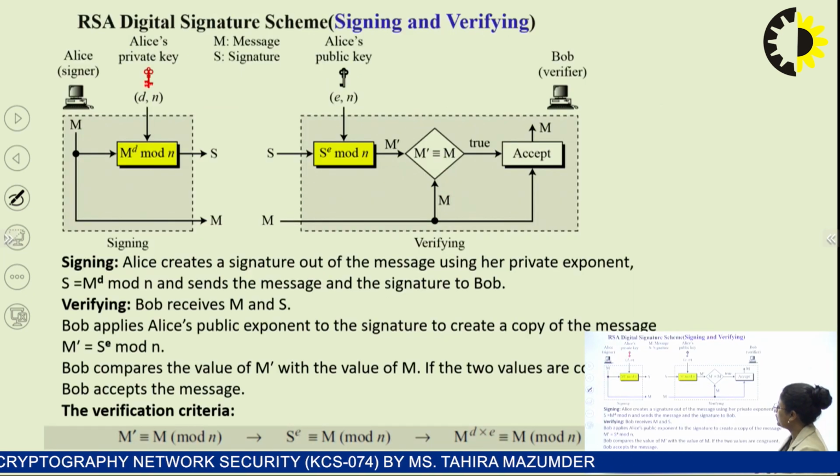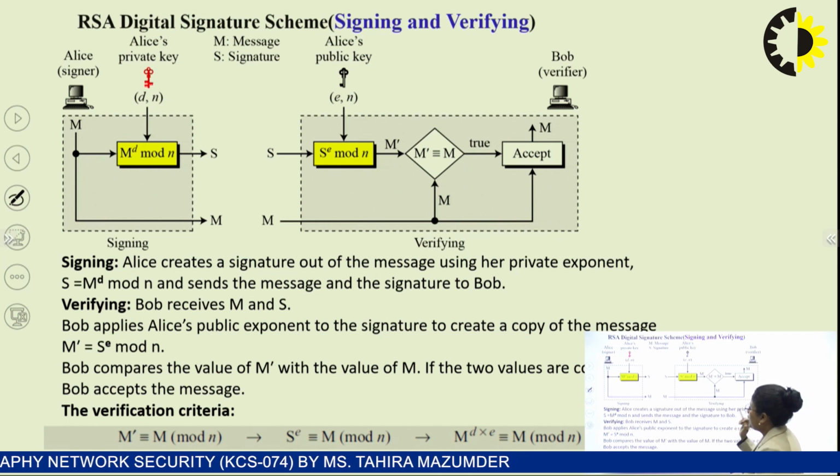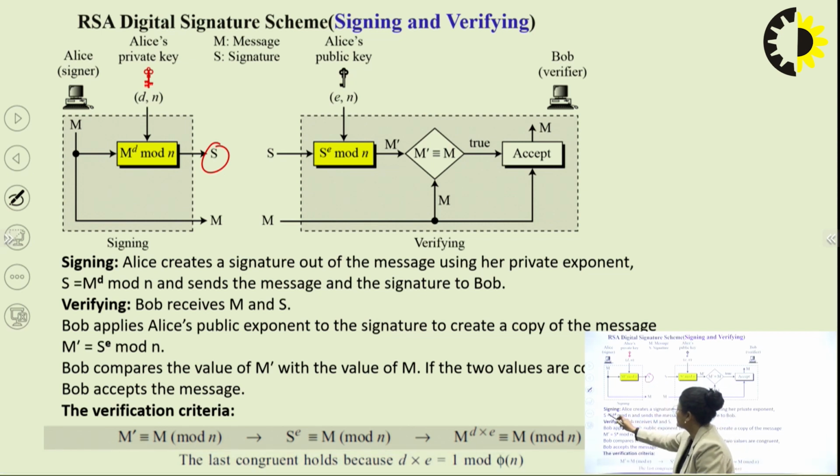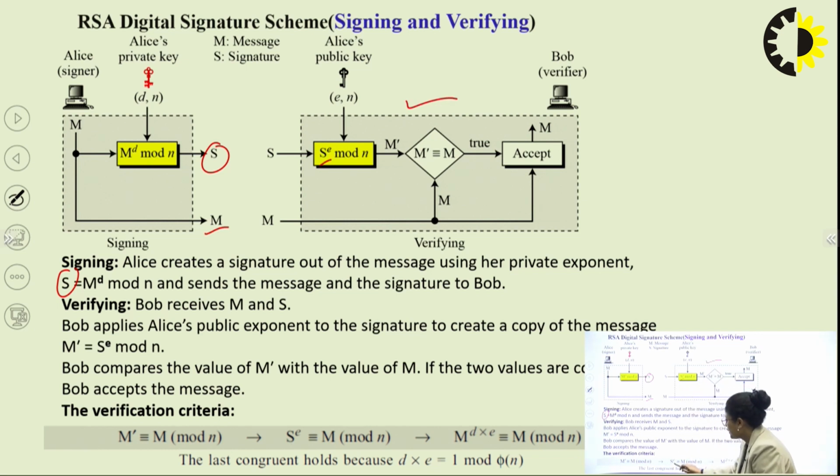Let me take the proof of that. I just explained the process; now, how does this actually happen? M to the power D is the signature. At the sender's end, S is generated and M is the message sent to the receiver. The receiver takes S and performs S to the power E. If S to the power E is the same as M, then it is correct and there is no alteration.